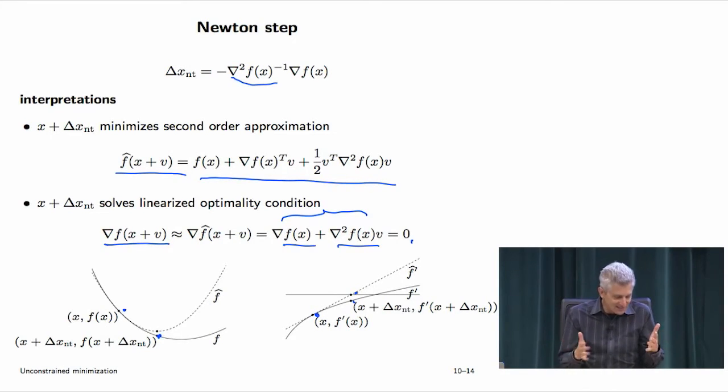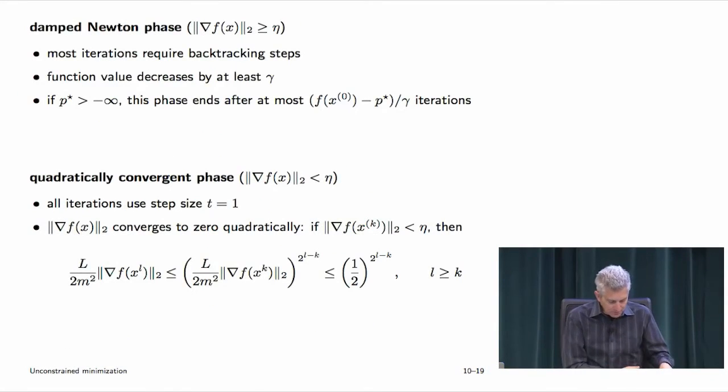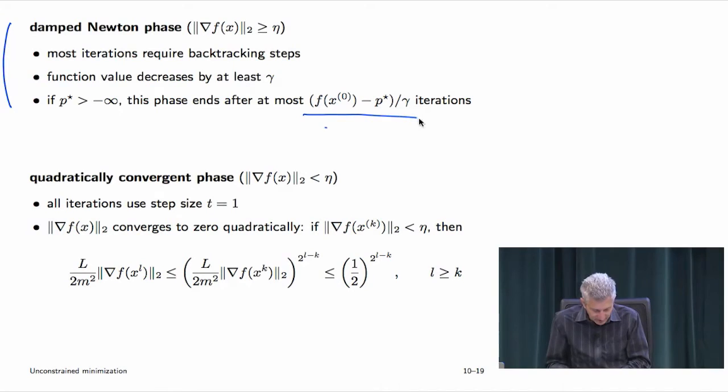So it all kind of makes sense that that's how this works, right? I think the intuition is clear. Okay. So in the damped Newton phase, most iterations are going to require backtracking, right? The idea is, I already said this, the function value decreases by at least this value gamma. And this can only go that number of iterations, right?